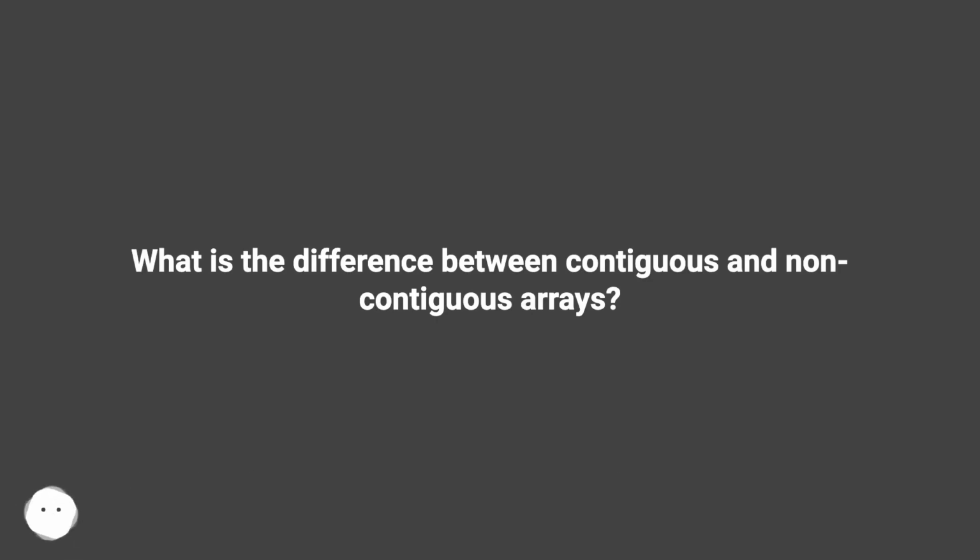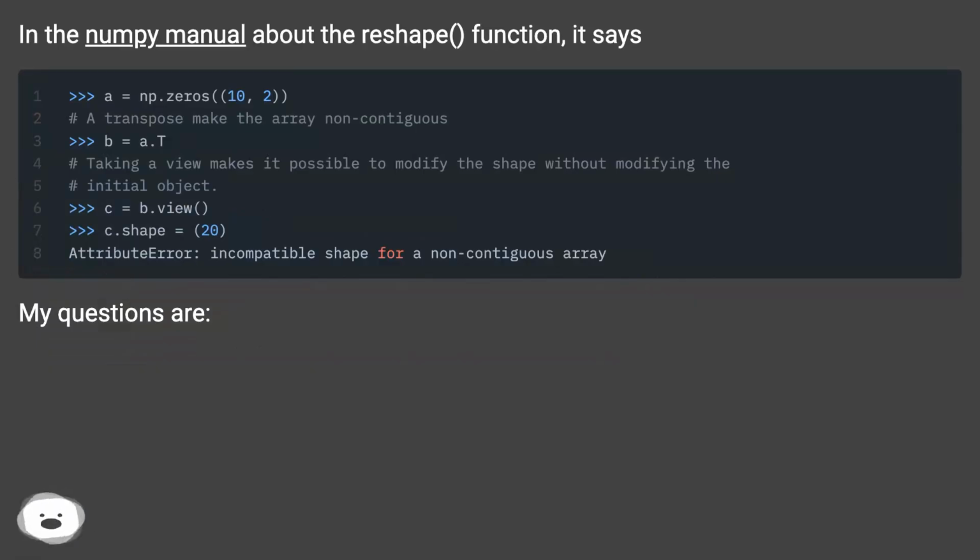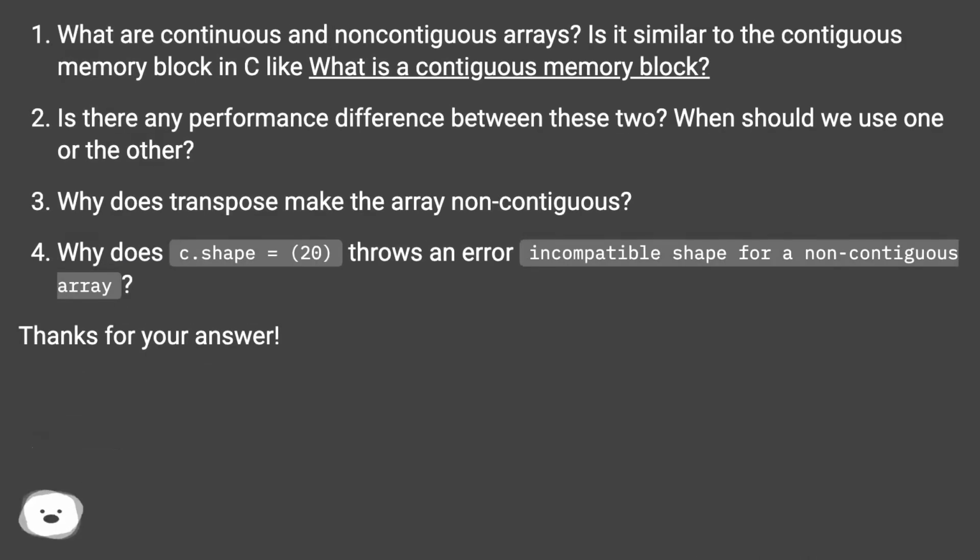What is the difference between contiguous and non-contiguous arrays? In the NumPy manual about the reshape function, it says, my questions are: what are contiguous and non-contiguous arrays? Is it similar to the contiguous memory block in C?